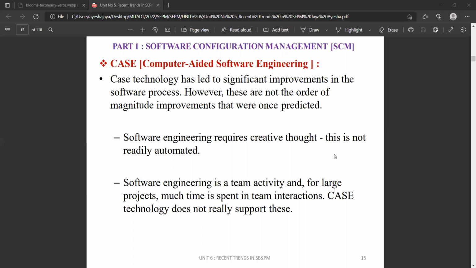However, there are not the order of magnitude improvements that were once predicted. Software engineering requires creative thought that is not readily automated. This concept of automated translator, maybe 20 years before, was just a concept. It was nothing that could be readily automated. So there was a lot of jugglery, an engineering process, then software was designed. When software came into the market, it was immediately utilized for this process. And why did people create the software? Because people were already doing research on that. So it goes hand in hand, a two-way approach.